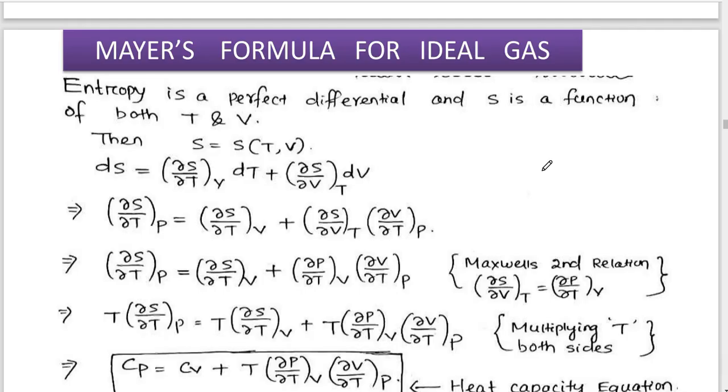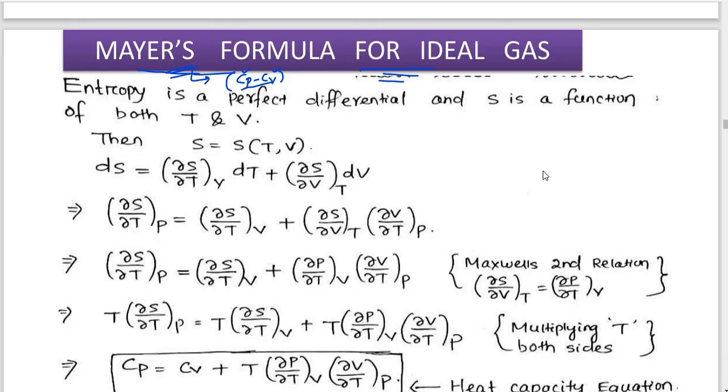Now in this video we shall state Mayer's formula for ideal gas and then for van der Waals gas or real gas. So what is Mayer's formula? Mayer's formula is basically Cp minus Cv. What is Cp? Cp is the specific heat at constant pressure and Cv is the specific heat at constant volume. We have to find the value of Cp minus Cv for both gases. First we have to derive for ideal gas and next we have to derive for real gas or van der Waals gas.